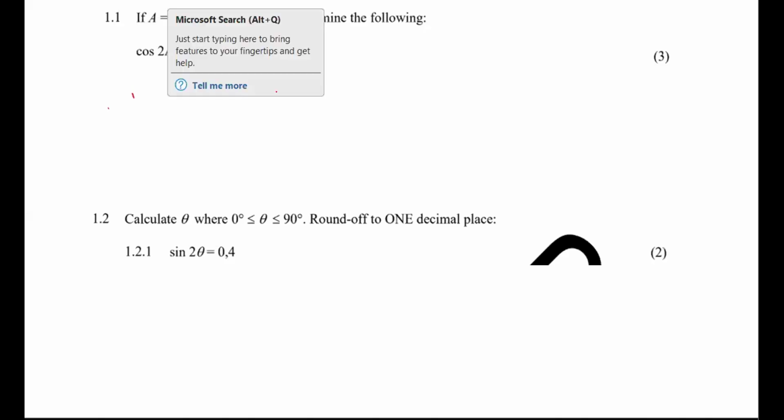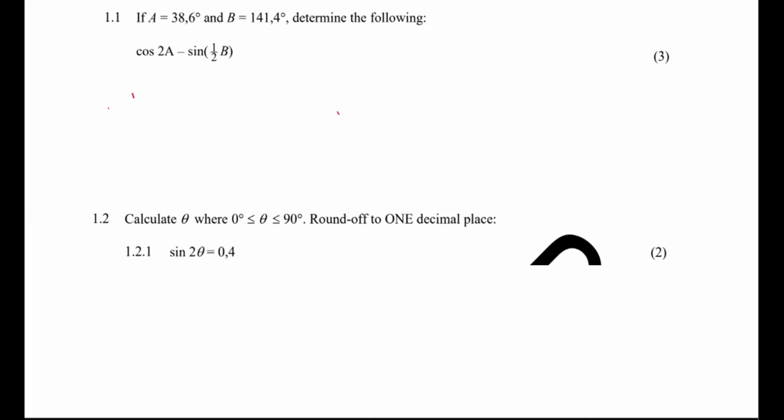Okay, let's look at the first question. You were given that A is equal to 38.6 degrees, and B is equal to 141.4 degrees. Determine the following: cos A and sine B.